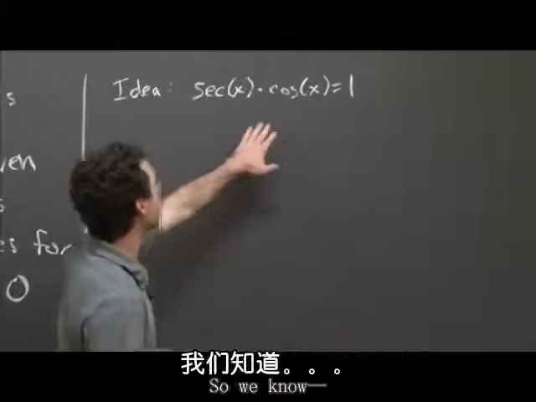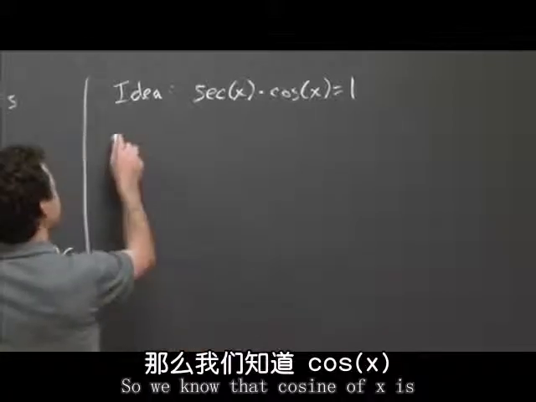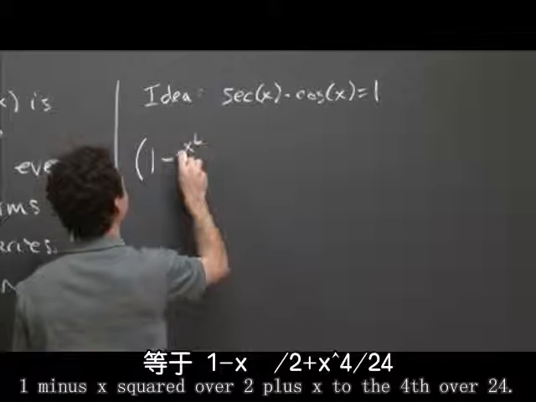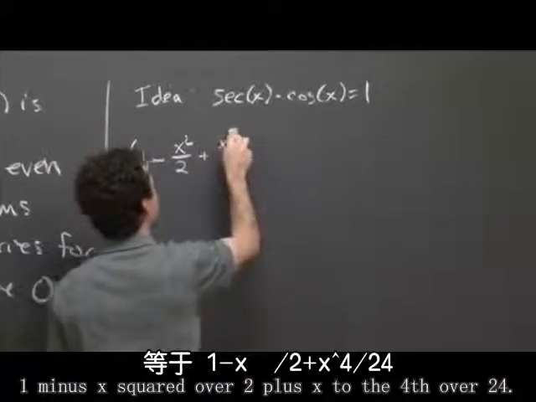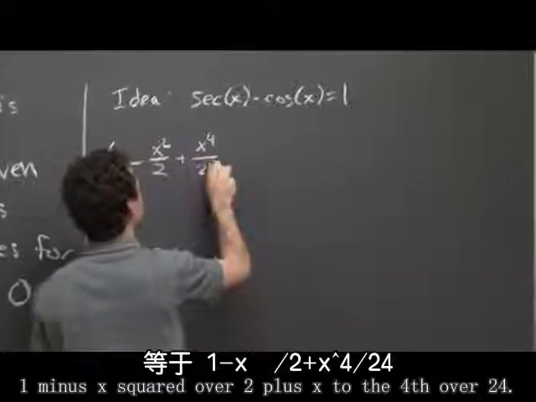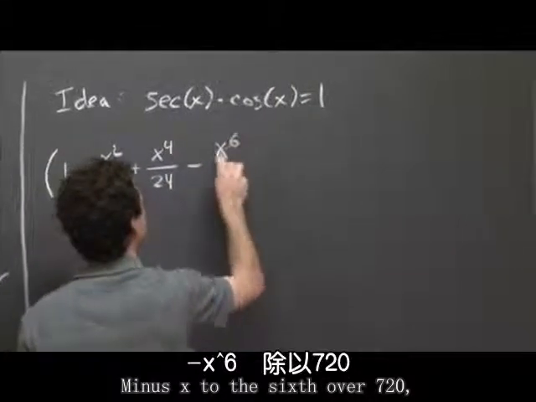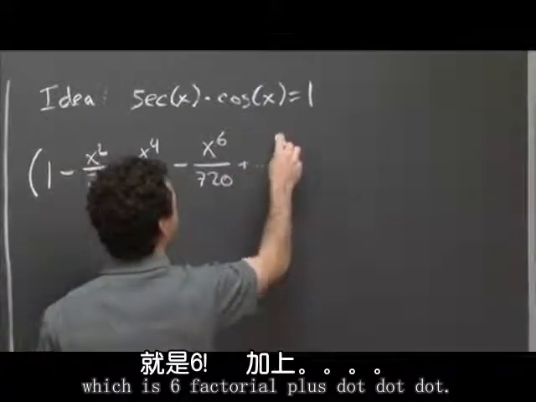So we know that, well, let me write it as cosine times secant. So we know that cosine of x is 1 minus x squared over 2 plus x to the 4th over 24, that's 4 factorial, minus x to the 6th over 720, which is 6 factorial, plus dot, dot, dot.